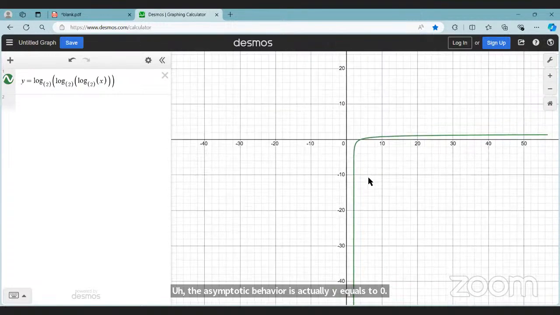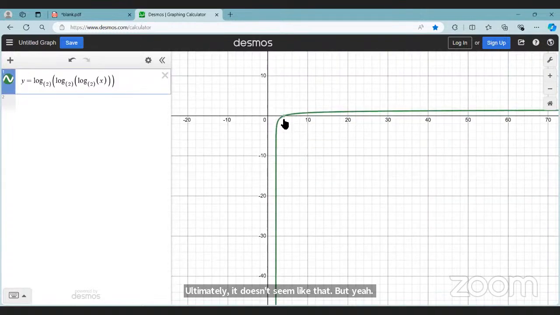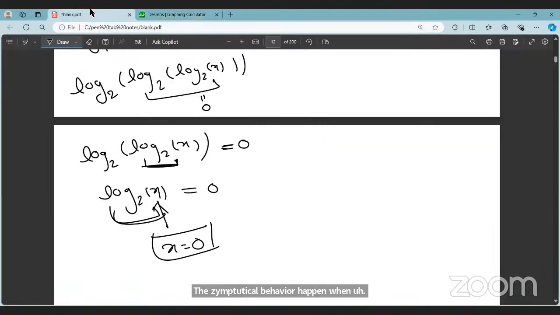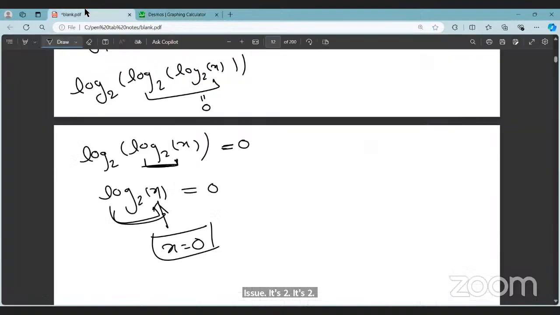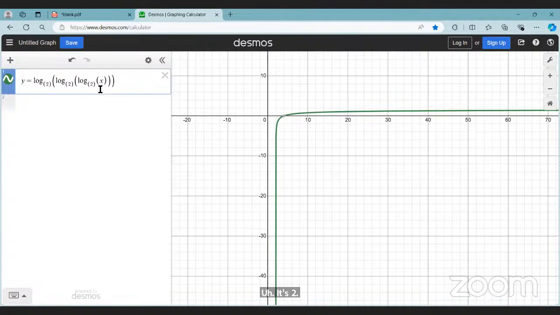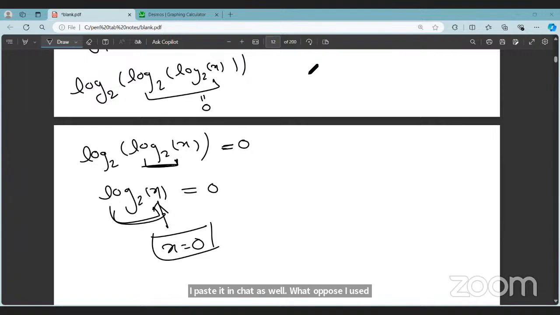Ultimately, it doesn't seem like that, but the asymptotic behavior happens near 0. It's 2. The x should be 2. The answer I have is 2. I pasted it in chat. No, it's 2, because you can see the graph also. I pasted in chat as well what approach I used. There's an image.